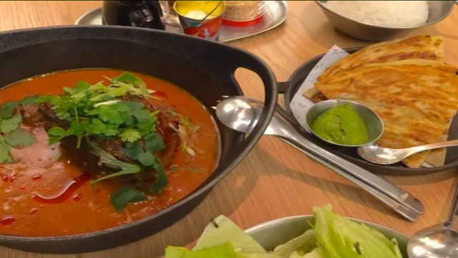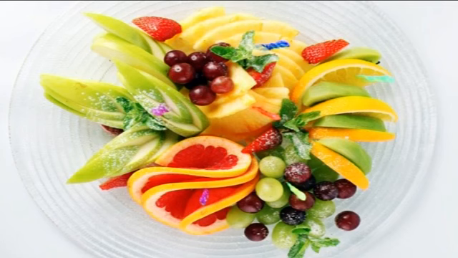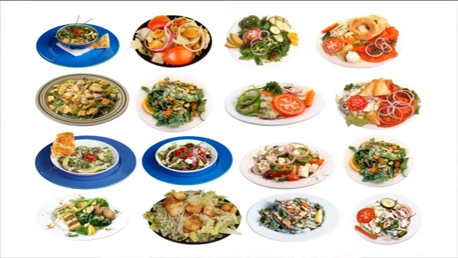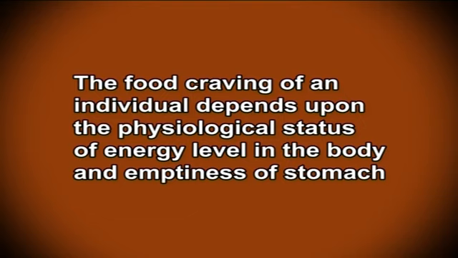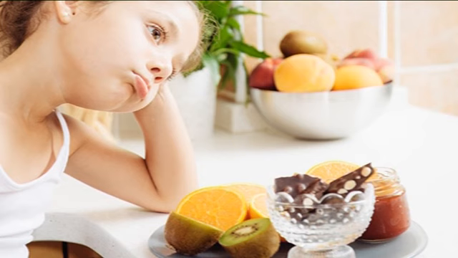If a particular food consumed was disliked earlier, the next response prior to consuming it will start with reduced acceptance. Or if the product is your favorite fruit or dish, the response in expressing its quality will likely have its effect. Hunger and satiety. The food craving of an individual depends upon the physiological status of energy level in the body and emptiness of stomach. Mood. It refers to the psychological status.